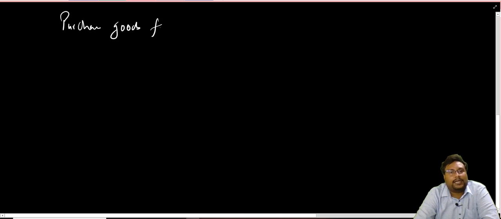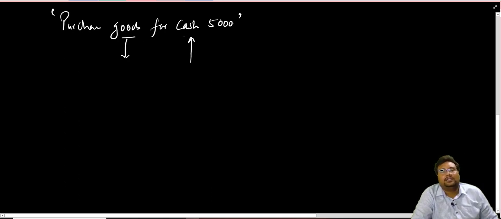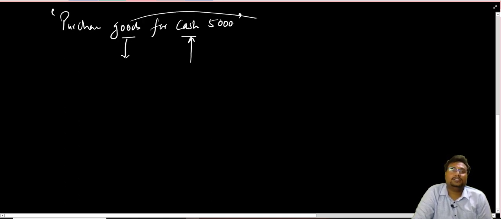Okay, like suppose: purchase goods for cash 5,000. Beta, what thing is coming in the business? Goods is coming in the business. What thing is going out from the business? Cash is going out. So you have to first identify the nature of each and every content which is affected in a particular transaction. So goods are property, and cash is also property. So both are considered as a real account content.